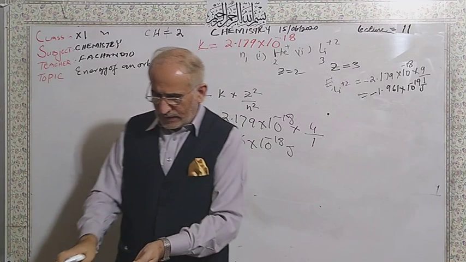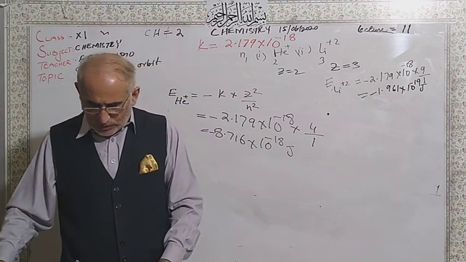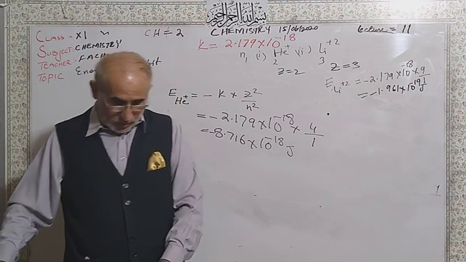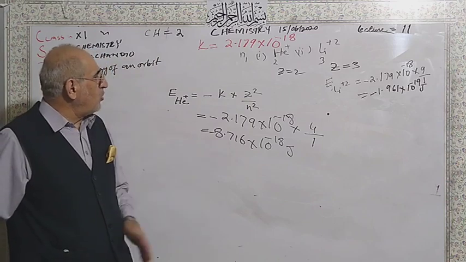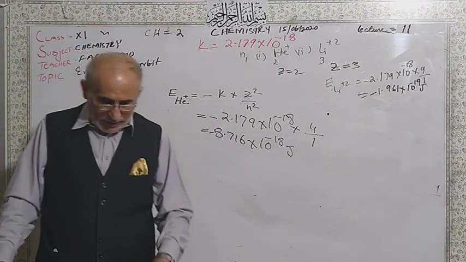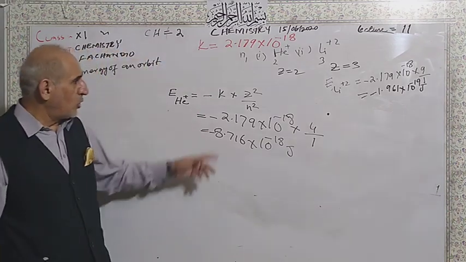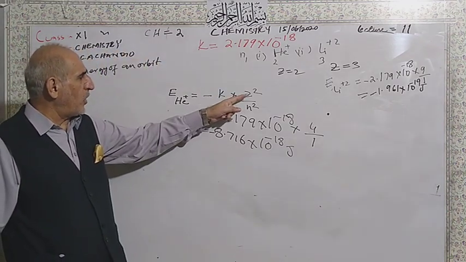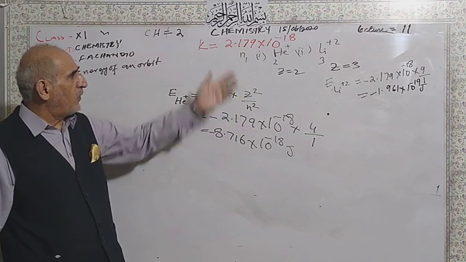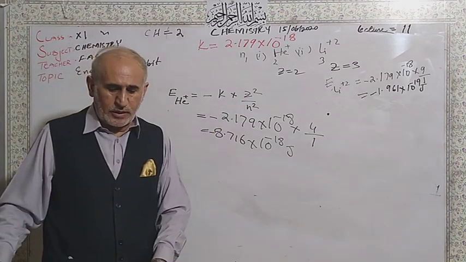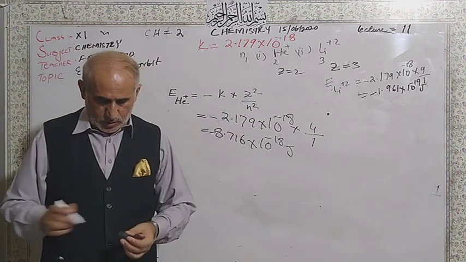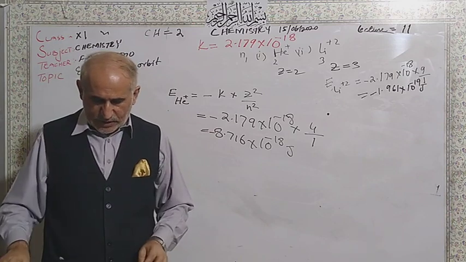These are the very simple numericals you can solve. By using this formula, you can solve for any ion. I told you Z is atomic number, for hydrogen it is 1, and for the other elements it is going to be different. This is the first derivation I told you.